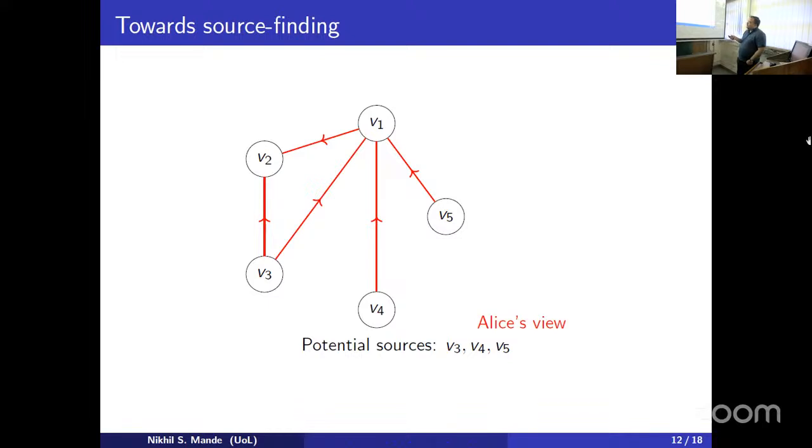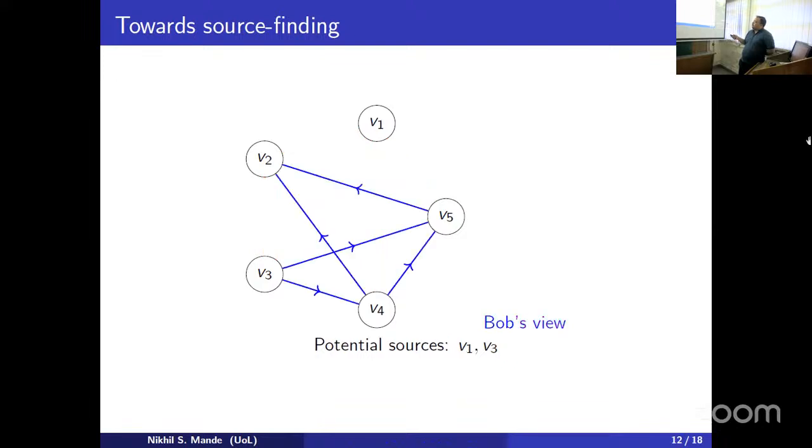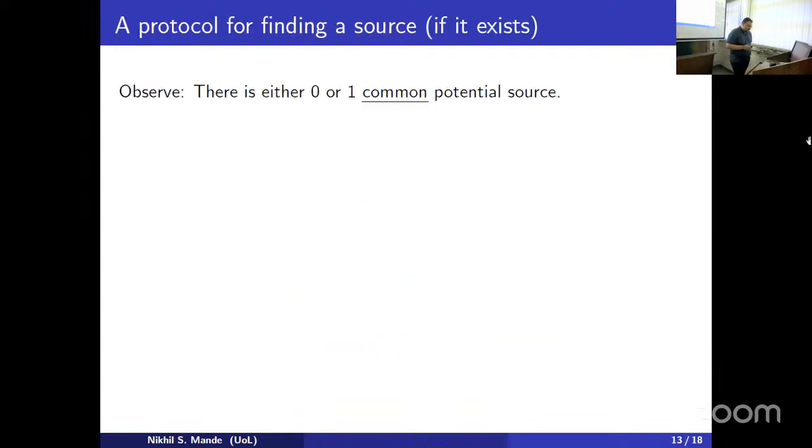So what Alice can do is look at her edge directions and conclude some potential sources. Clearly, if Alice sees these edges, she knows that V2 cannot be a source in the entire tournament because already V1 to V2 is an edge. So from her point of view, all of these 3 vertices can be potential sources. From Bob's point of view, V1 could be a source, he has no information about it, or V3 could be a source as well. If you think about it, there's either 0 or 1 common potential source. If there were 2, this would mean some contradiction. It's very simple if you think.